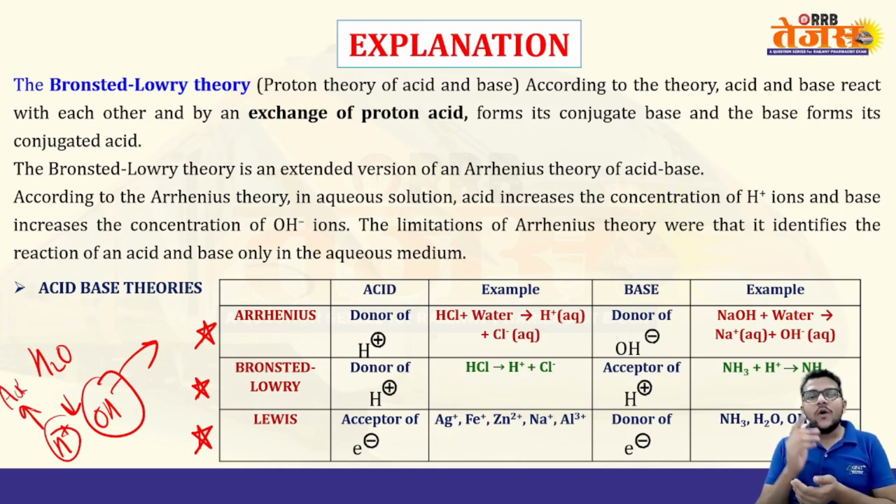So, a quick revision of the three concepts: Arrhenius acids are donors of H positive, and Arrhenius bases are donors of OH negative. The Bronsted-Lowry concept tells us that a donor of H positive, the proton, is an acid, and a proton acceptor is a base.